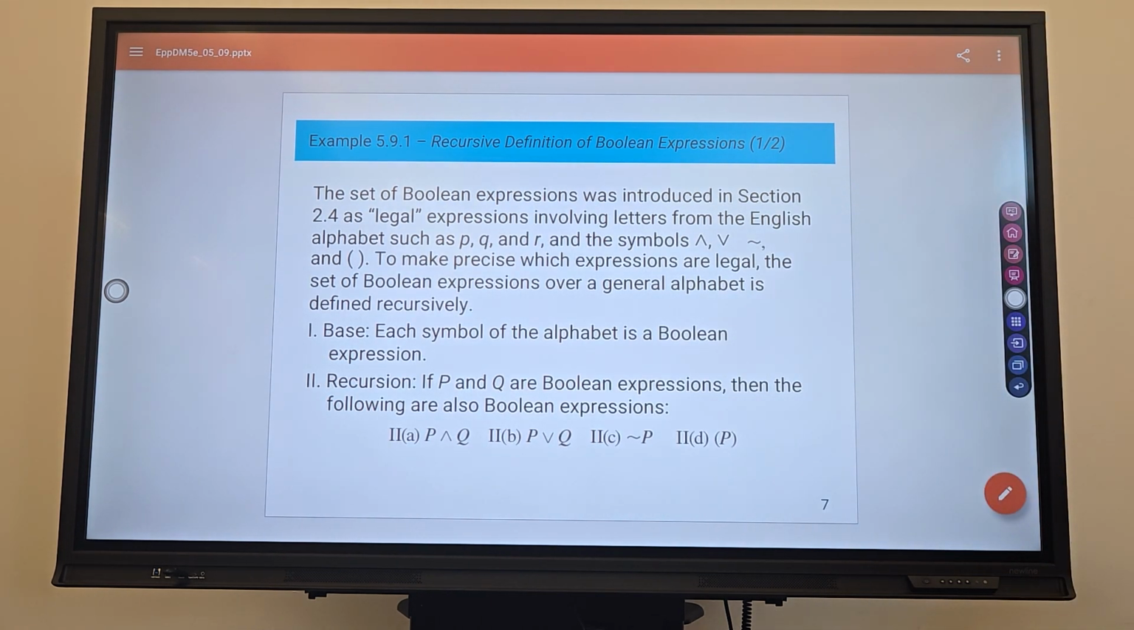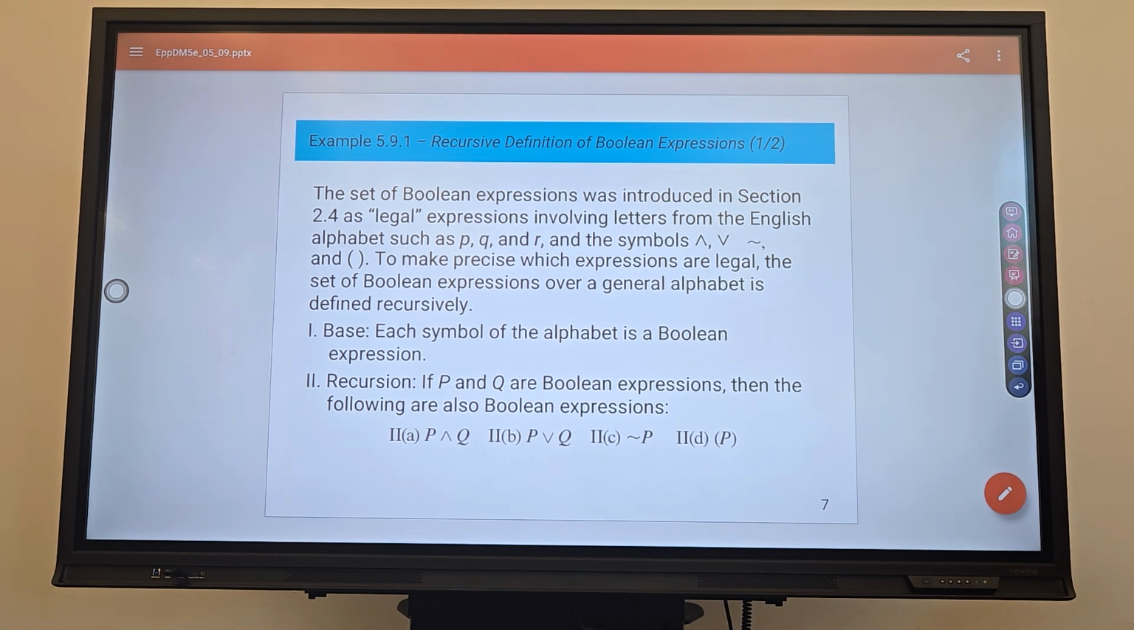The set of Boolean expressions was introduced in section 2.4 as legal expressions involving letters from the English alphabet such as P, Q, and R, and the symbols for and, or, and not, and parentheses. To make precise which expressions are legal, the set of Boolean expressions over a general alphabet is defined recursively.